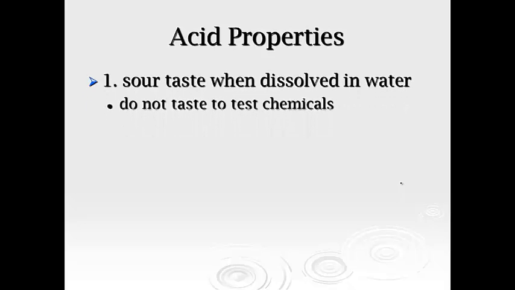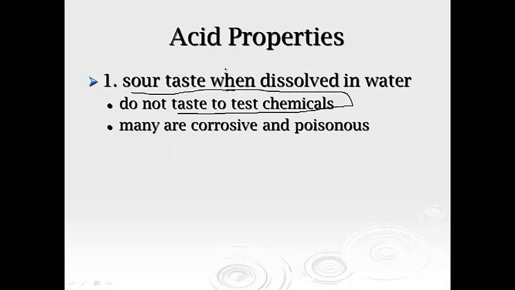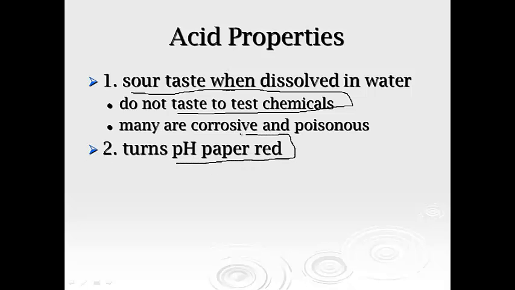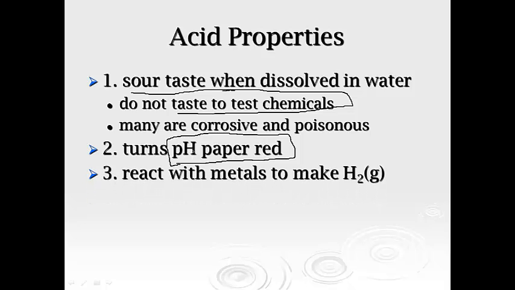Now, for acidic properties, they will taste sour when you dissolve them in water. Obviously, we don't usually use taste to test chemicals in the lab, but substances that have that sour taste, many are corrosive and poisonous, hence the reason we're not going to taste them, and it will turn pH paper red. Okay, pH paper will be one of the ways that we will test these substances in the lab. And it also will react with metals to make hydrogen gas.